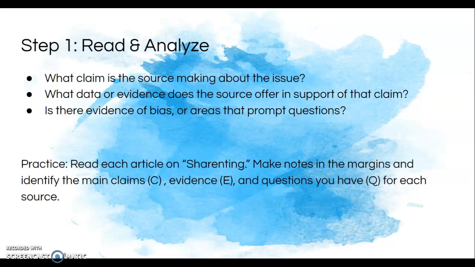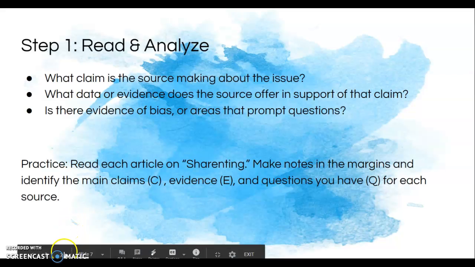So things that I want you to consider are: what claim is the source making about the issue? What data or evidence does the source offer in support of that claim? And is there evidence of bias or areas that prompt questions? So I've shared with you in Google Classroom several articles on sharenting, and I want you to make notes in the margins of them and identify the claims with a C in parentheses. I want you to identify the evidence with an E, and then any questions that you would have with a Q for each source. If you would prefer to do this by highlighting in different colors on Google Docs, you are certainly welcome to do that. It's totally up to you.